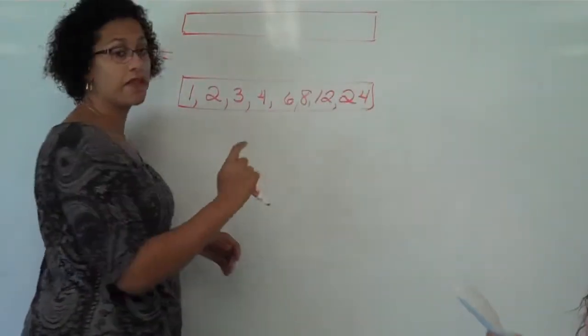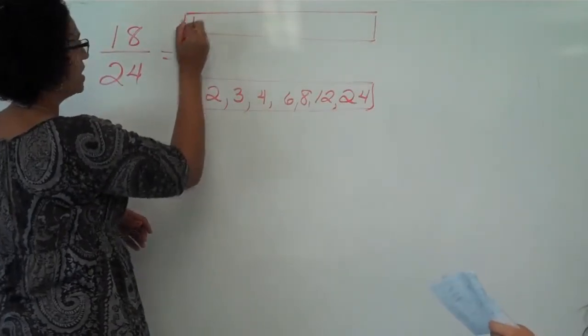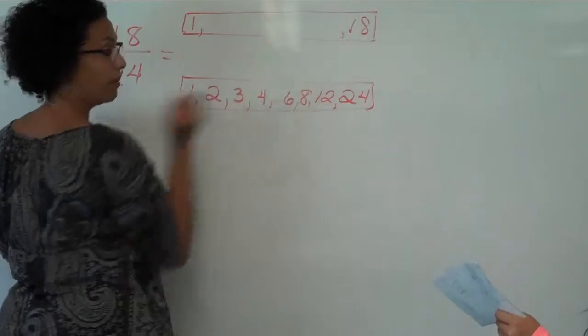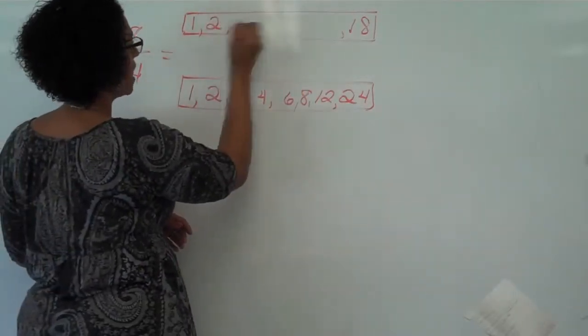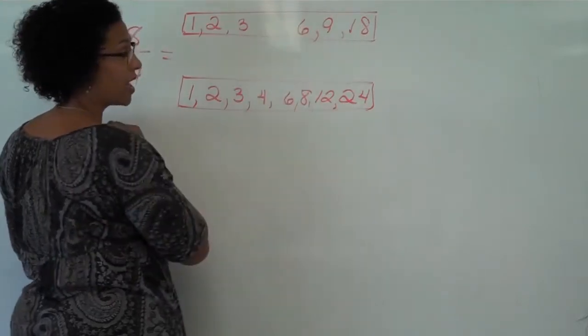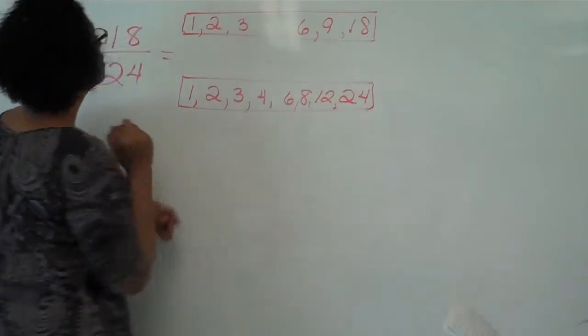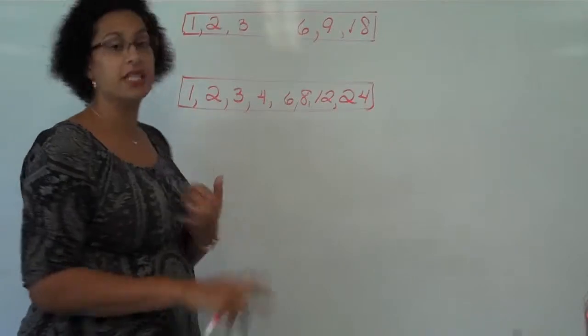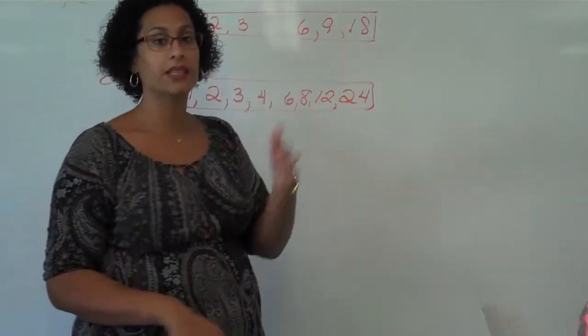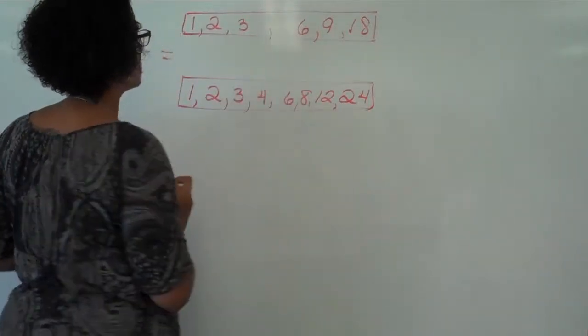Now I'm going to start to list my factors of 18. And I always start with 1 and the number. So 1 and 18. 2 and 9. 3 and 6. I'm stopping there? Yes. Because if I continued on, there's nothing times 4, nothing times 5. It would bring me to my 6, which would give me 6 and 3, and we don't want to repeat. So we're going to stop right there.